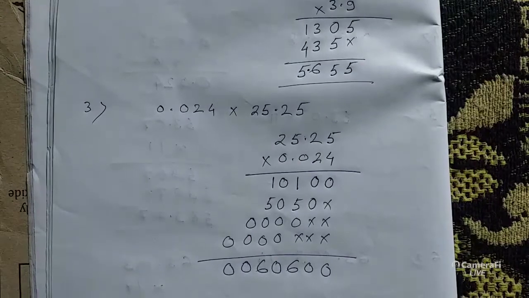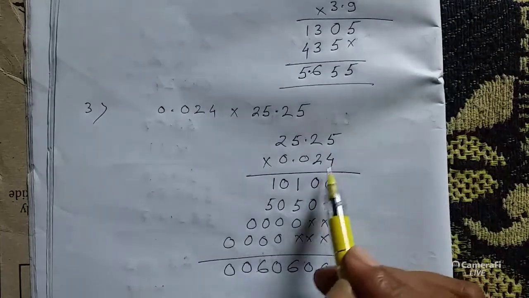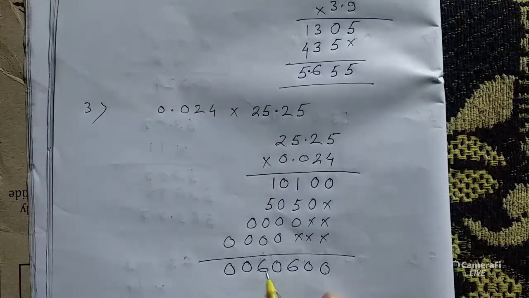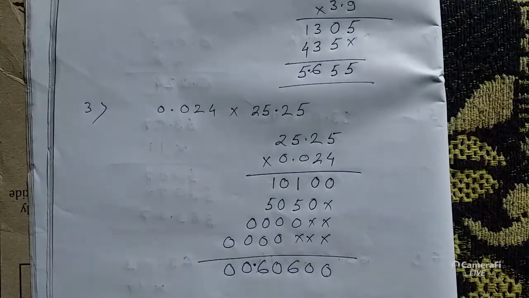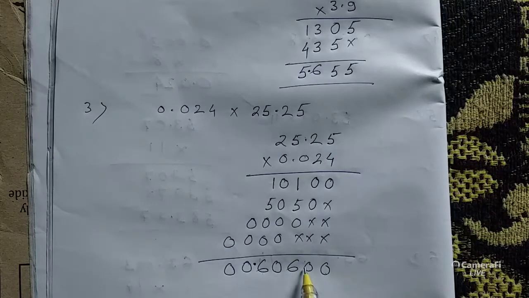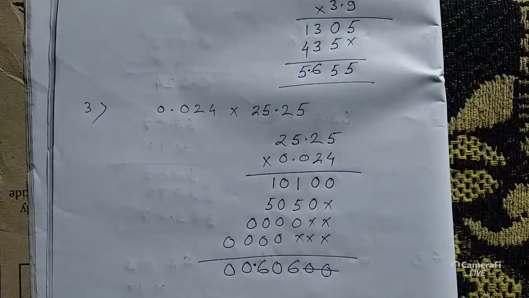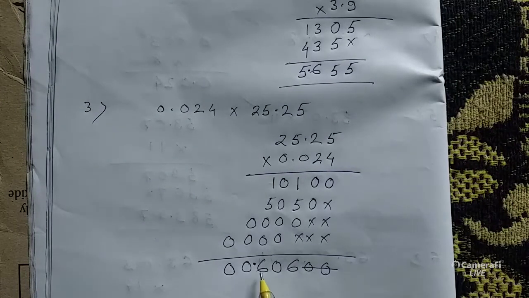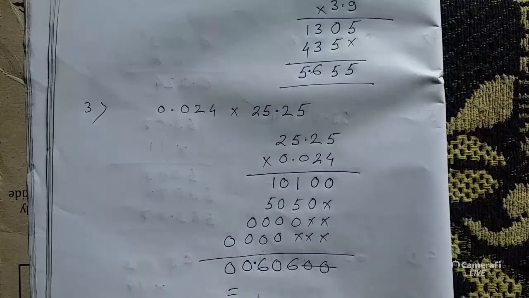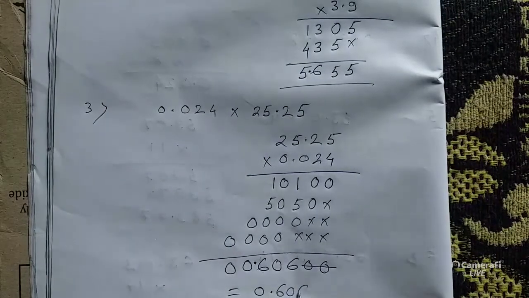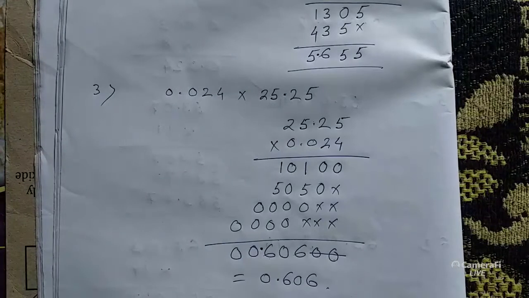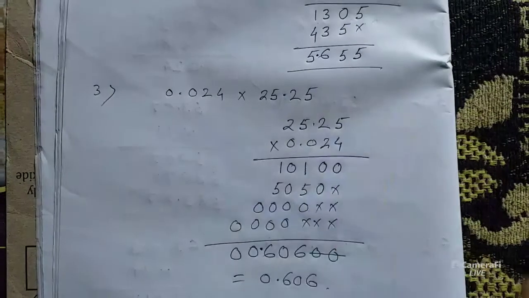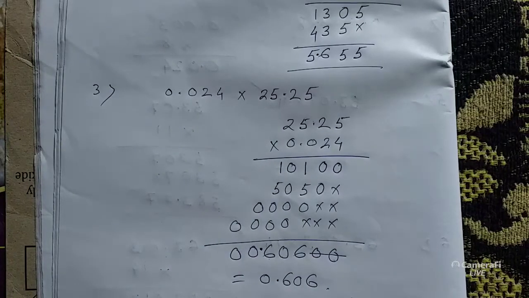Now we have to put the decimal after how many places? 1, 2, 3, 4, 5 digits. Put the decimal here. We can cut the 2 zeros on the right side because they are after the decimal. So the answer becomes 0.606, or we can write only 10 and 606. So this becomes the answer. So in this way we can multiply a decimal number by another decimal number.